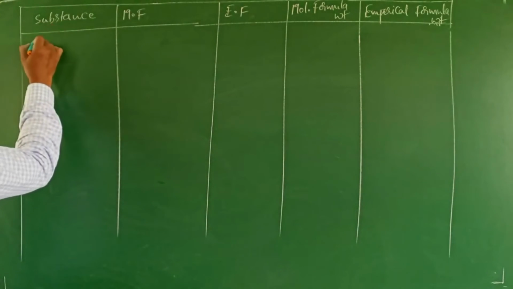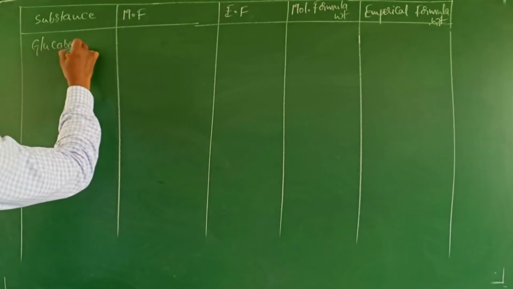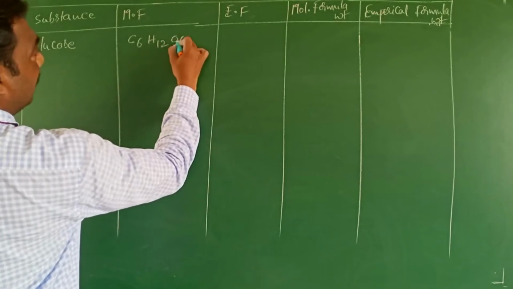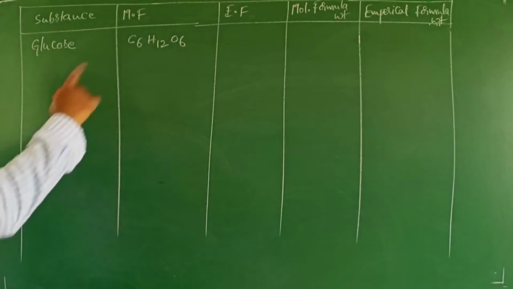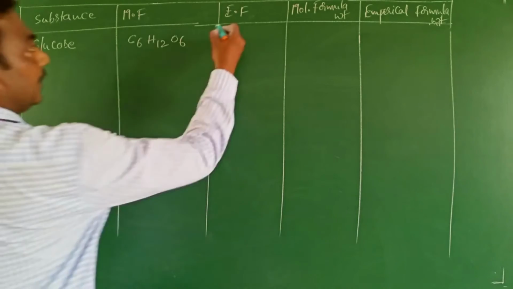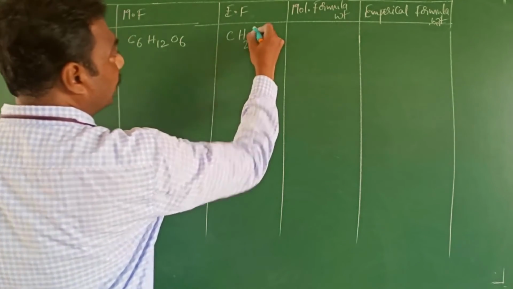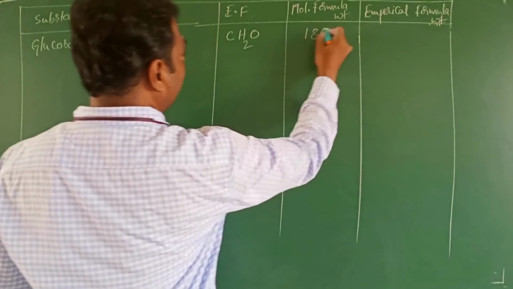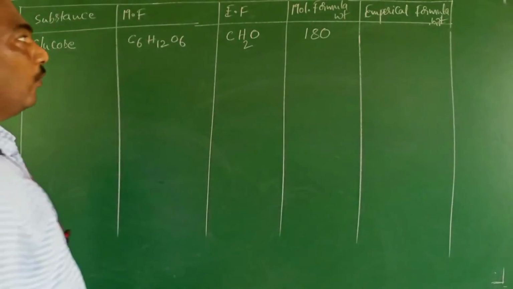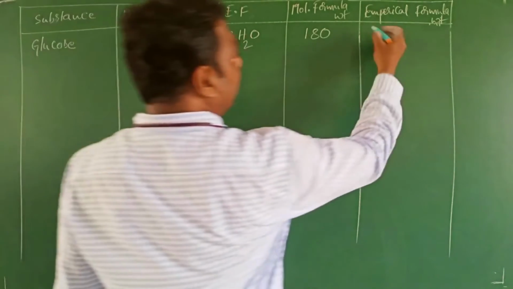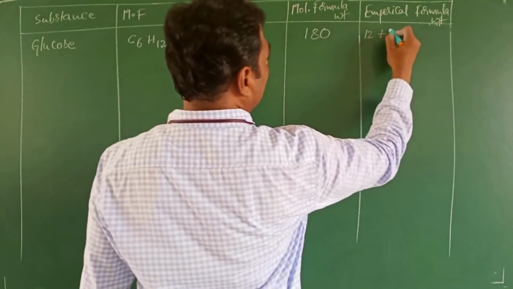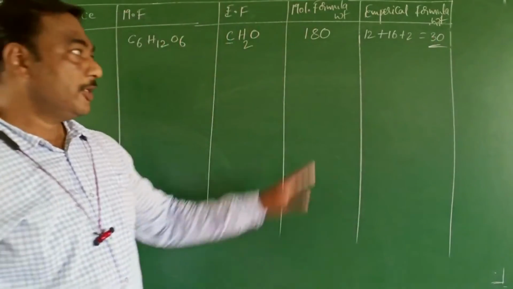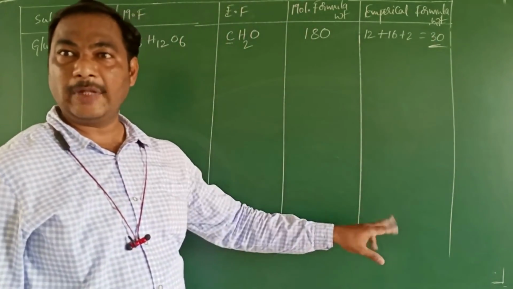Now the first one we'll take is glucose. What is the molecular formula of glucose? C6H12O6. Now from this you can make out how to write the empirical formula. It is CH2O. Now what is the molecular weight of glucose? You know very well, it is 180. What is the empirical formula weight? Carbon 12 plus oxygen 16 plus 2, that is nothing but 30. Now these 2 columns you have to fill, right students?